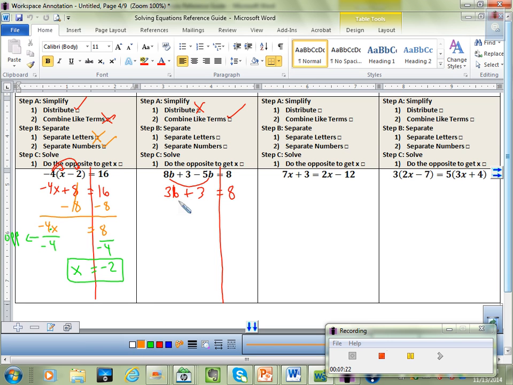So I combine like terms. Do I have variables on different sides? No. So skip. Do I have constants on different sides? So opposite of adding 3, subtract 3.